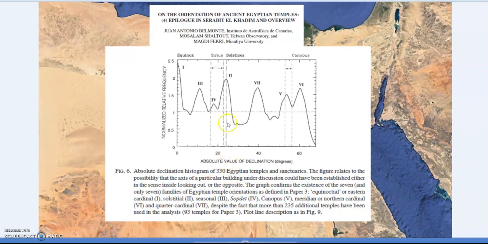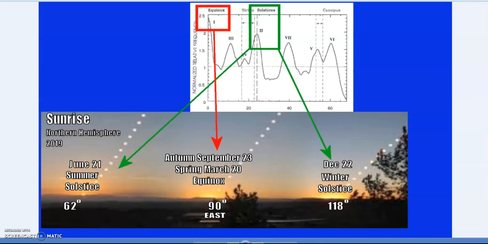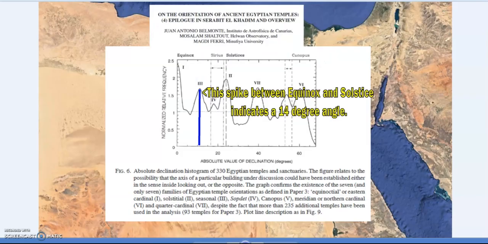Now these orientations, so we have equinox, again this clear spike. On the solstice we have clear spikes. We also have these others now. Sopdet or Sophis or Sirius was a very important star. It's the brightest star in the sky, and Canopus is the second brightest star. And he's been looking at these, and of course equinox, solstice evident.